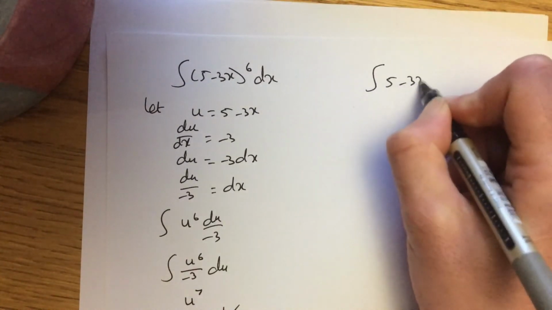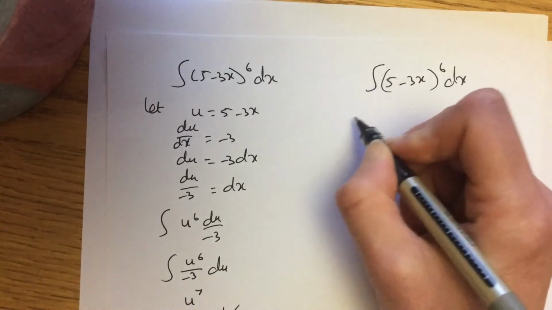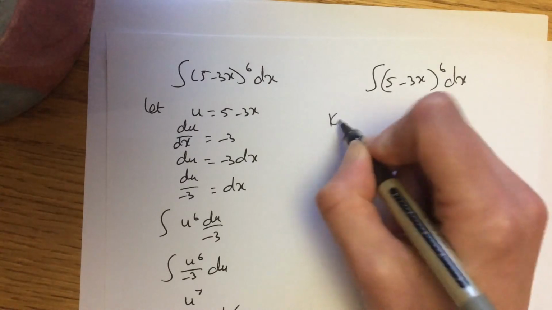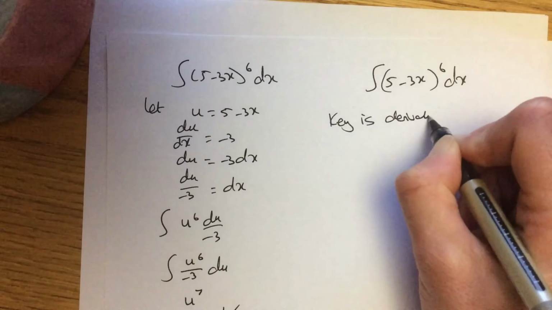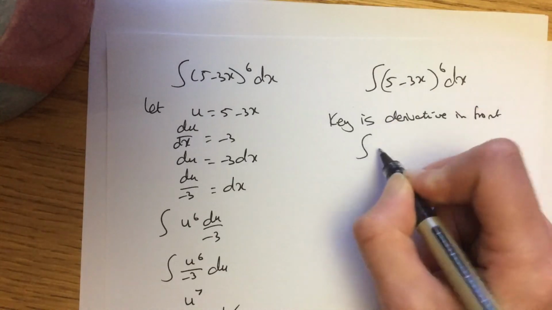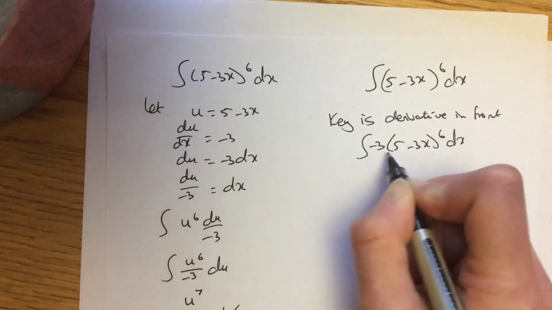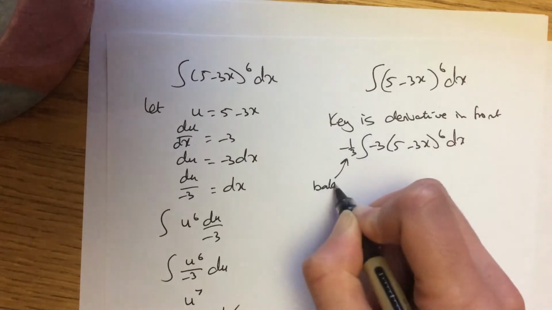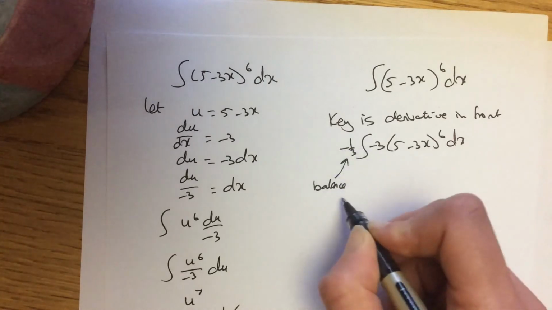So 5 minus 3x, 6 dx. It's a bracket. So what's the key? The key is to have the derivative in front. You must have the derivative in front. So the key is the derivative in front. So what is the derivative of that? It's a minus 3. So I'm popping in a minus 3. Because I randomly put in a minus 3, I've got to balance it outside by a third. Because in fact I haven't changed the question, because that gives you plus 1.